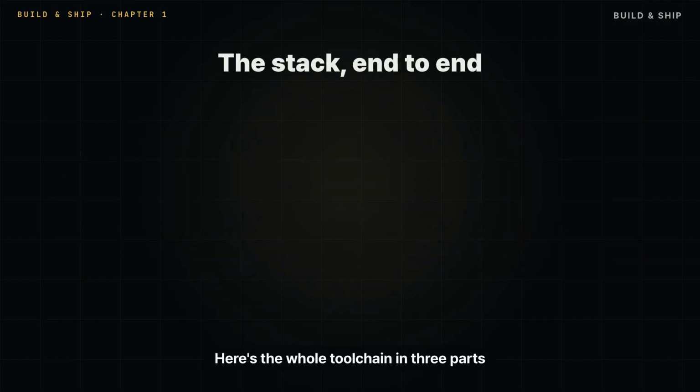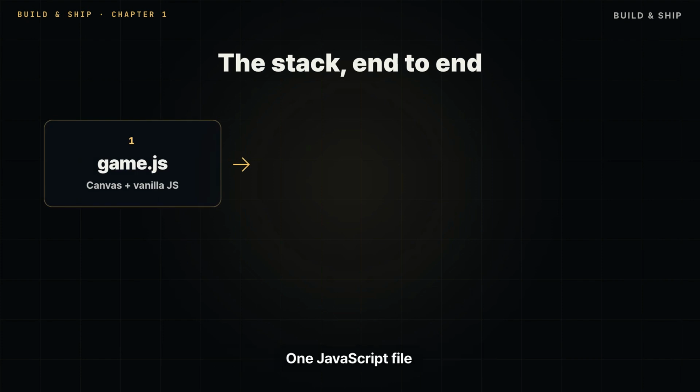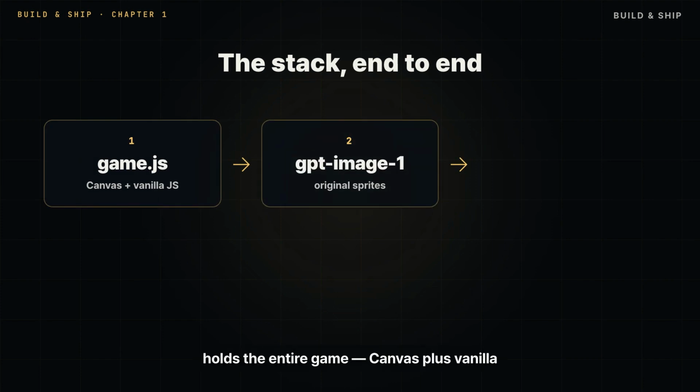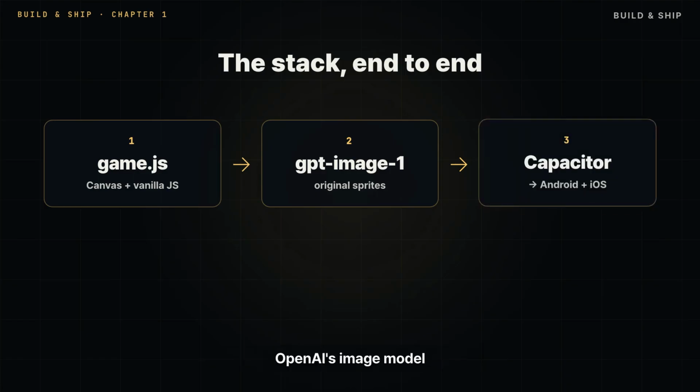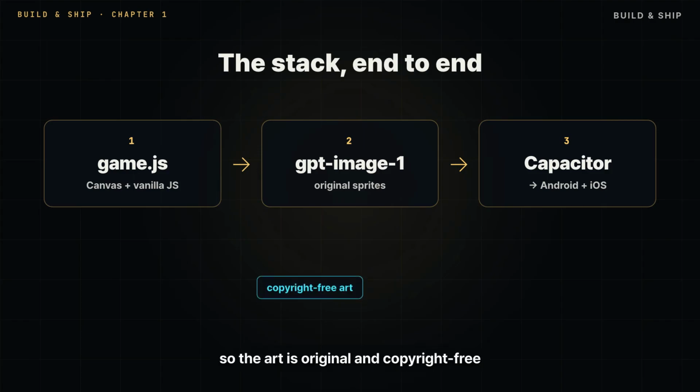Here's the whole tool chain in 3 parts. 1 JavaScript file, game.js, holds the entire game. Canvas plus vanilla JavaScript, no framework. OpenAI's image model, GPT-Image1, generates every sprite, so the art is original and copyright-free. And Capacitor wraps the folder into real native apps for both the Android and iOS stores, running fully offline. Small, but complete, nothing missing.